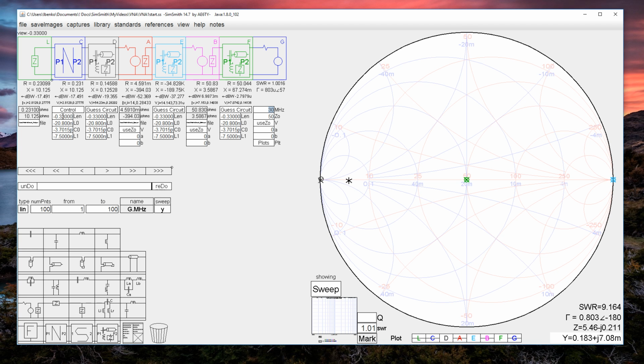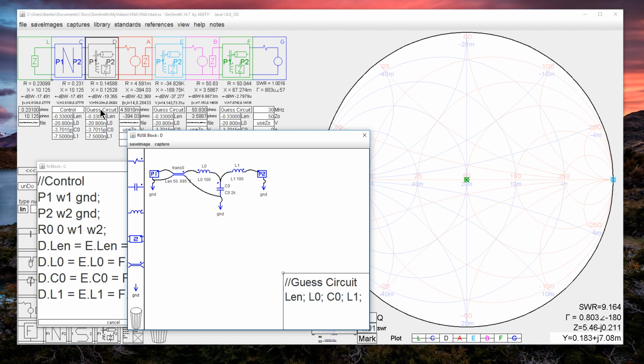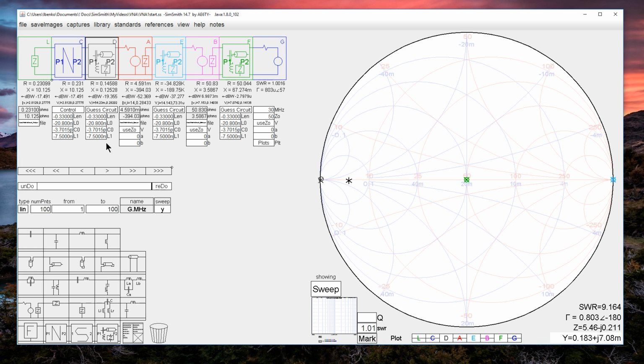The circuit looks like 0.33 feet of transmission line, 20 nanofarad capacitor, 3.7 picofarad to ground, and a 7.5 nanohenry inductor. And we can't build that circuit because these are negative value components, but it tells us what the circuit actually is inside. So that's kind of interesting. It's not real useful because it creates a circuit that you can't build, but it does tell you what a circuit is. And if you were to build something and do this test and make SimSmith act like a network analyzer, you can figure out the circuit.